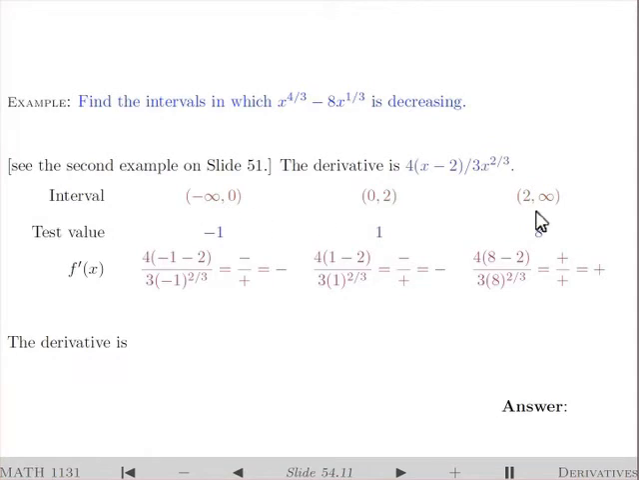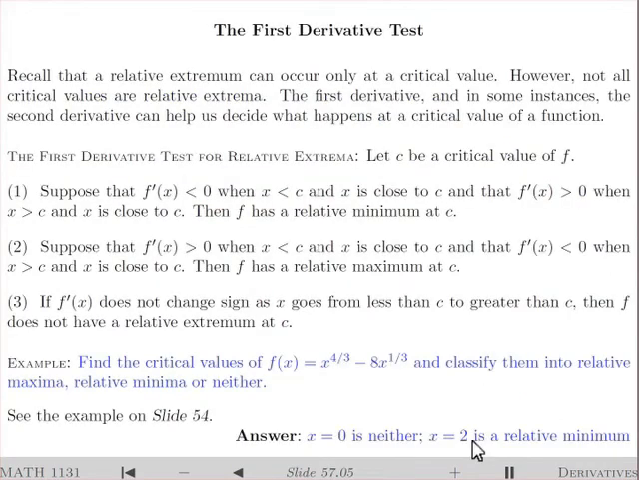We go left to right, and for each of the two critical values, 0 and 2, we look at the sign chart and sign changes. As I cross 0, f prime does not change sign, so 0 is not a relative extremum. As we cross 2, f prime goes from negative to positive, from left to right. So it decreases to 2, increases as we leave 2, so 2 is a relative minimum. So that's our determination using the first derivative test.